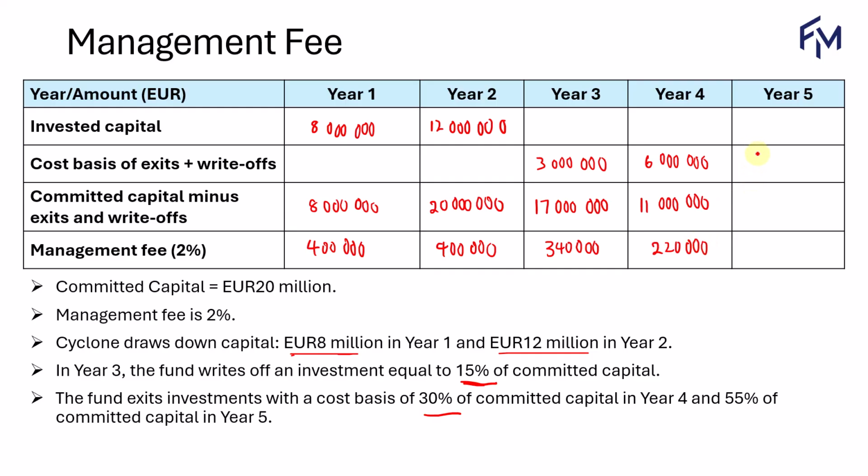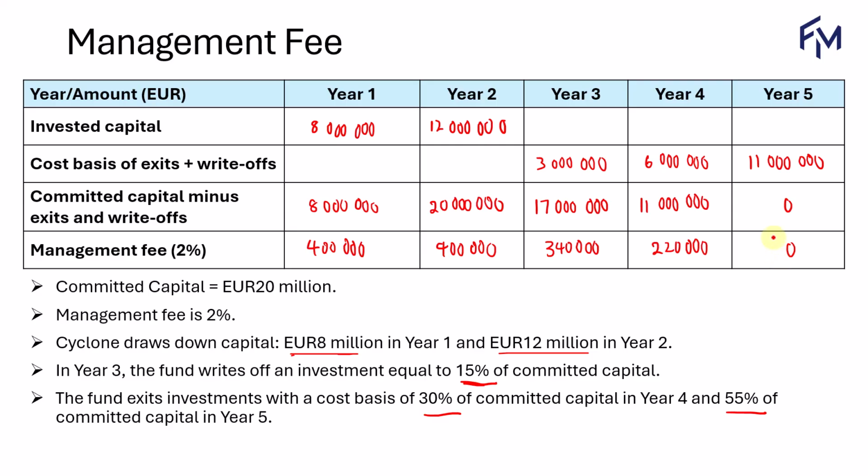And then finally, in year 5, there will be another exit, which is 55% of committed capital. 55% of 20 million euros will be 11 million. That sums up to 3 plus 6 plus 11, so that's 20 million euros of exits and write-offs based on the costs. And 11 million minus 11 million will be 0. Therefore, there will be 0 management fees in year 5.